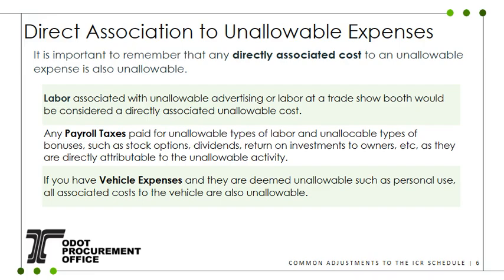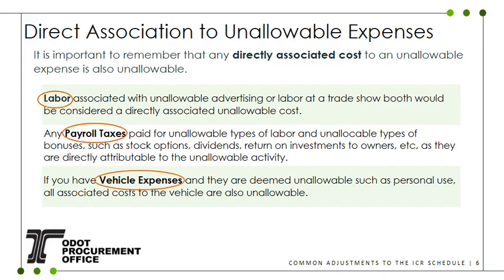It is important to remember that any directly associated cost to an unallowable expense is also unallowable. Examples of these costs include labor associated with unallowable advertising or labor at a trade show booth. Both activities are considered a directly associated unallowable cost. Any payroll taxes paid for unallowable types of labor and unallowable types of bonuses, such as stock options, dividends, return on investments to owners, etc., are also unallowable, as they are directly attributable to the unallowable activity.